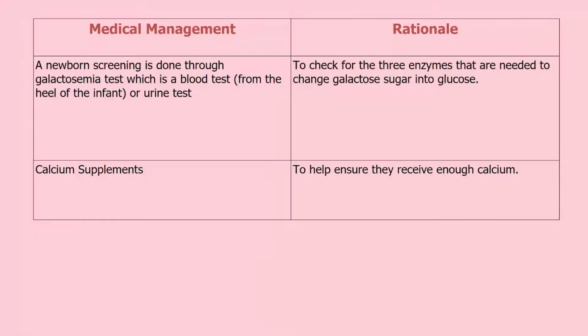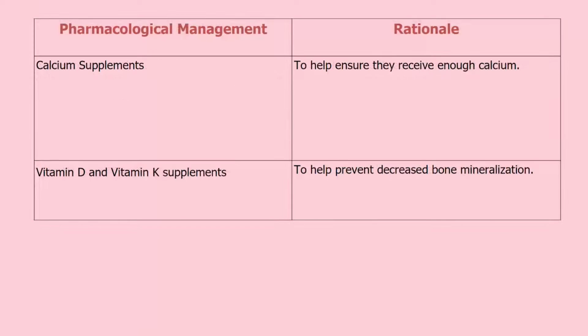A newborn screening is done through a galactosemia test, which is a blood test or urine test, to check for the 3 enzymes that are needed to change galactose sugar into glucose. For pharmacological management, calcium supplements to help ensure they receive enough calcium, and vitamin D and vitamin K supplements to help prevent decreased bone mineralization.